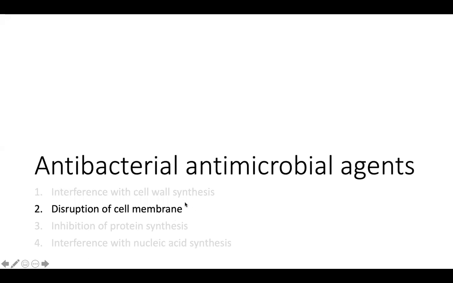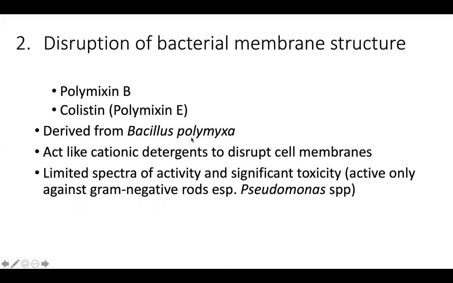So the other target is disruption of the cell membrane. This class has two agents: polymyxin B and polymyxin E. The common name for polymyxin E is colistin. Again, these are antibiotics derived from the bacterium Bacillus polymyxa. Now they act like cationic detergents.